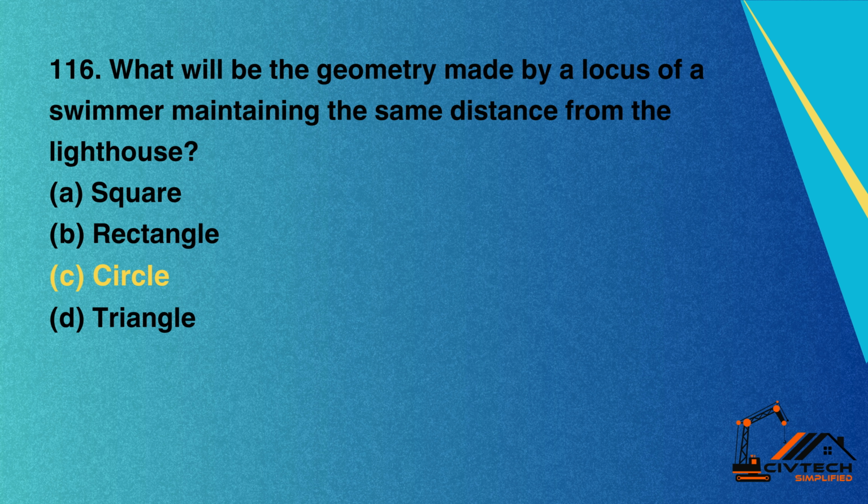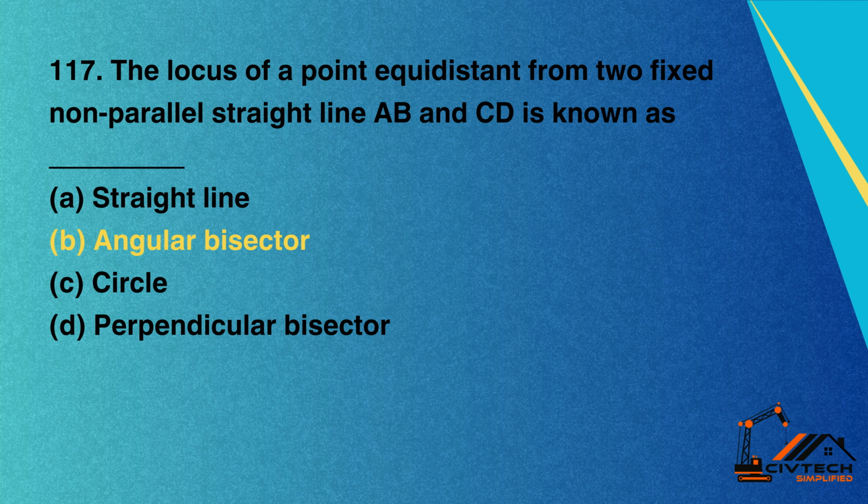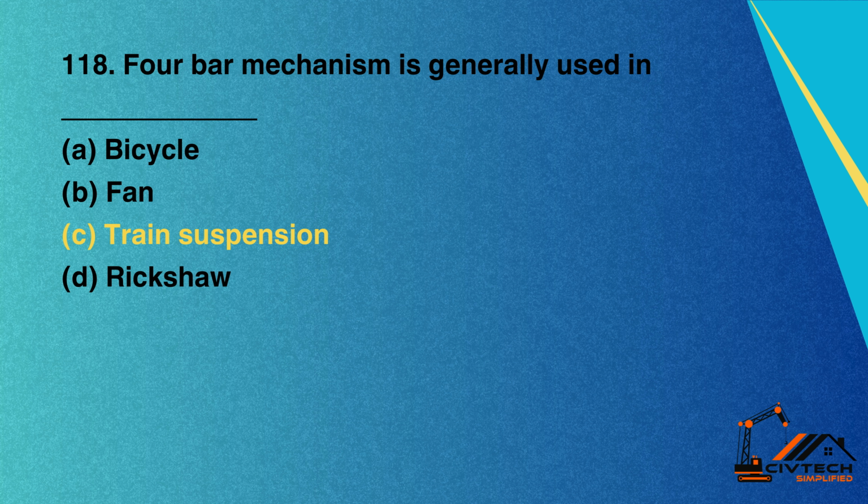116. What will be the geometry made by a locus of a swimmer maintaining the same distance from the lighthouse? A. Square. B. Rectangle. C. Circle. D. Triangle. Correct option: Circle. 117. The locus of a point equidistant from two fixed non-parallel straight lines, AB and CD, is known as: A. A straight line. B. Angular bisector. C. Circle. D. Perpendicular bisector. Correct option: B. Angular bisector.